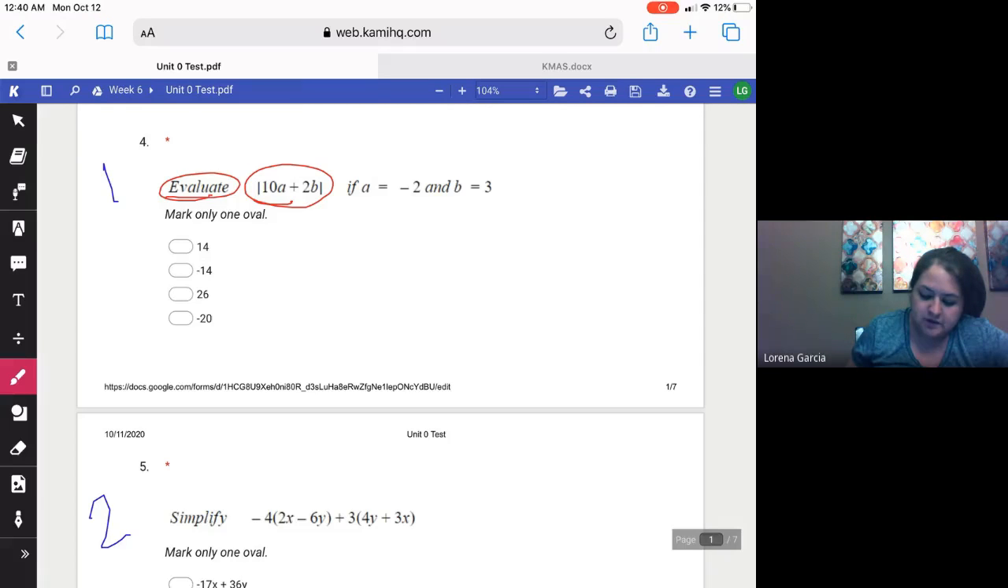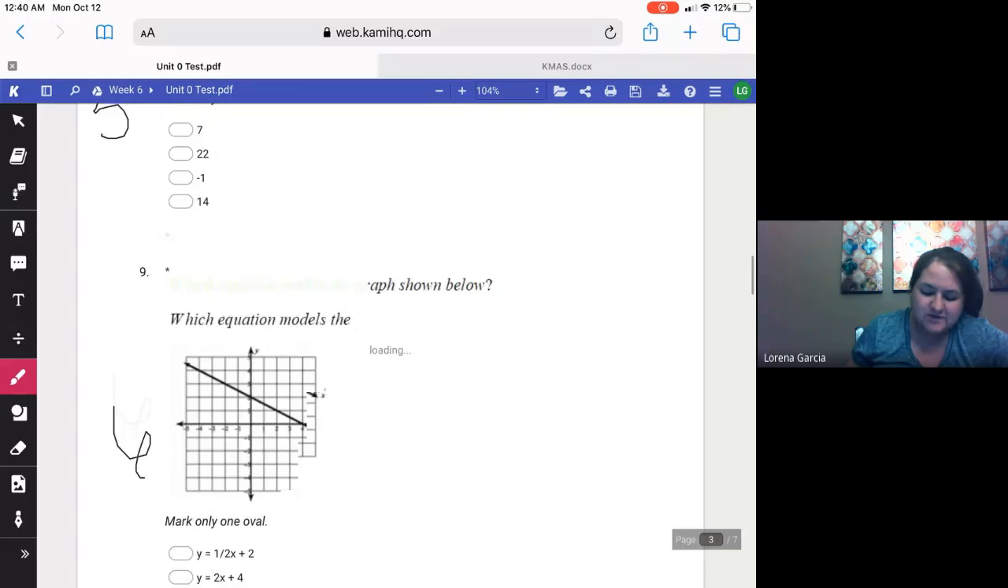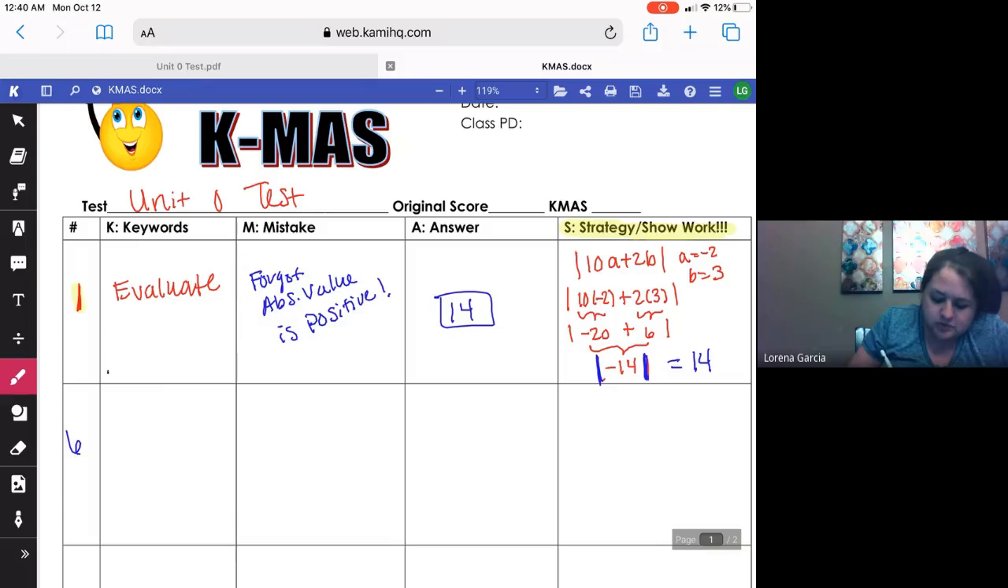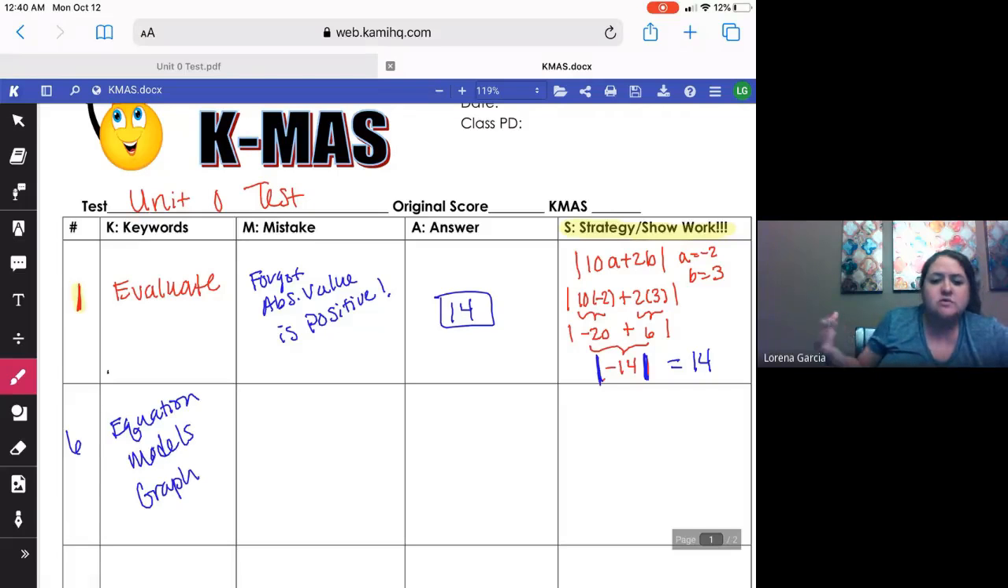So here I'm going to scroll down, and the one with the graph was the sixth problem on the test. So when we go to KMAS, I'll put problem 6, and it wants to know the equation that models the graph. So just in your own words, what are the keywords? So I could put equation, models, graph. I'm not going to be super picky, just as long as you're showing the words that help you understand what you're doing with the problem.